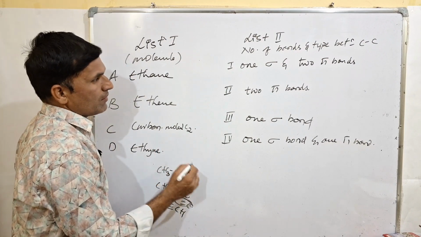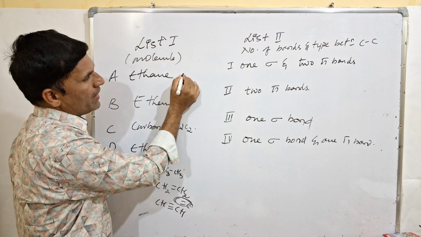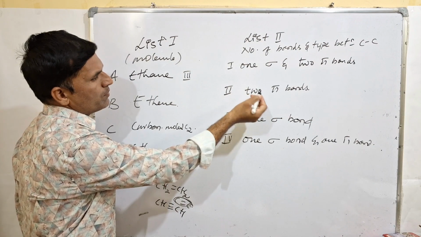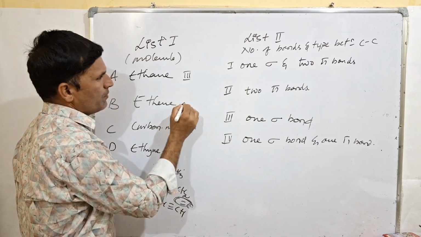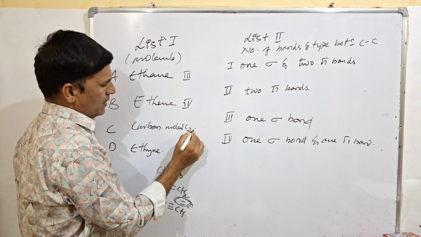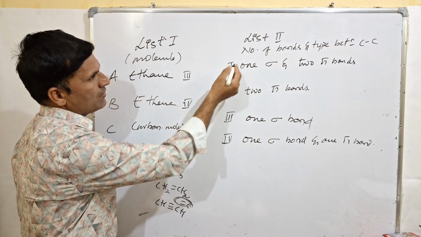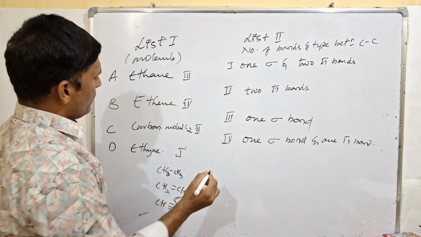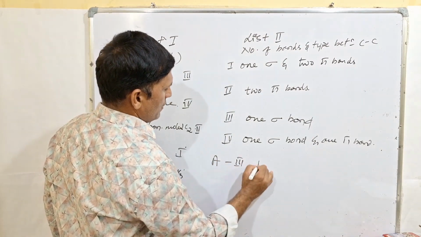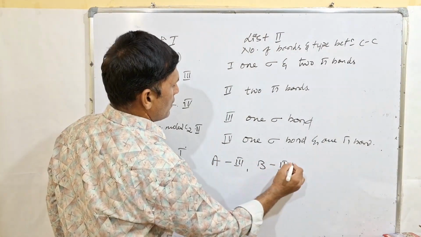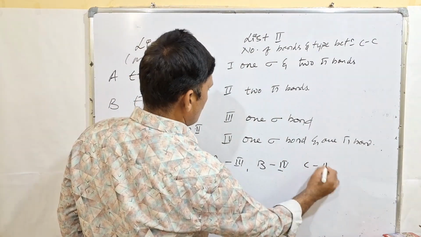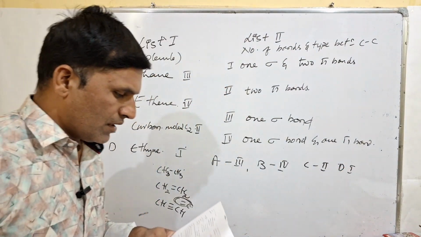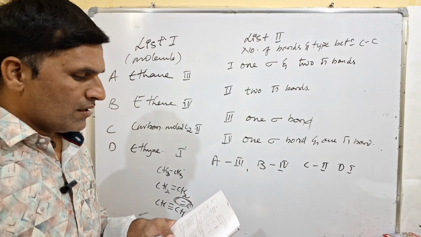Ethane has only 1 sigma bond, so it is going to match with 3. Ethene has 1 sigma and 1 pi bond, that is your fourth option. And ethyne will match with 1 sigma and 2 pi bonds, that is 1. So the remaining one will be 2. So A to 3, B to 4, C to 1, and D to 2. In your question paper, the option given is the first option. Please go through that.